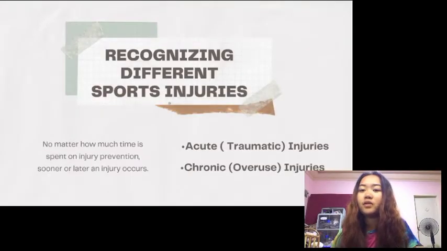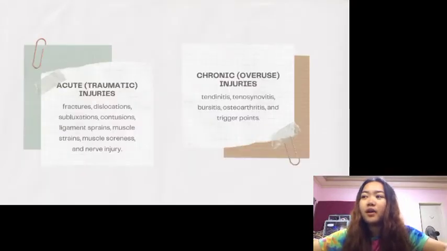Recognizing different sports injuries. No matter how much time is spent on injury prevention, sooner or later an injury occurs. It is either acute or traumatic injuries, or chronic or overuse injuries. Under the acute or traumatic injuries, we have fractures, dislocations, subluxations, contusions, ligament sprains, muscle strains, muscle soreness, and nerve injury. And chronic or overuse injuries include tendinitis, tenosynovitis, bursitis, osteoarthritis, and trigger points.